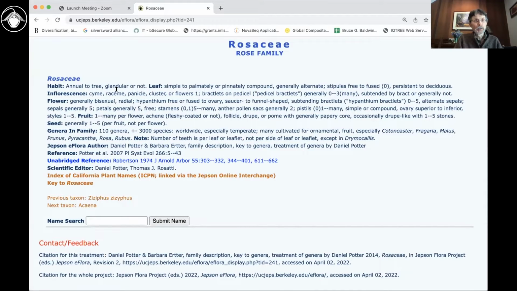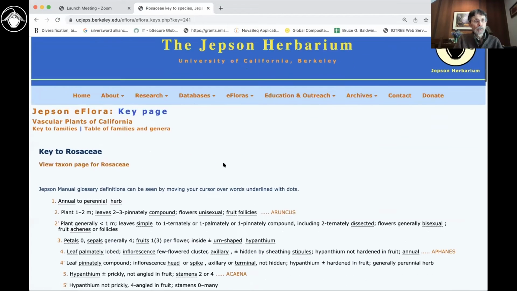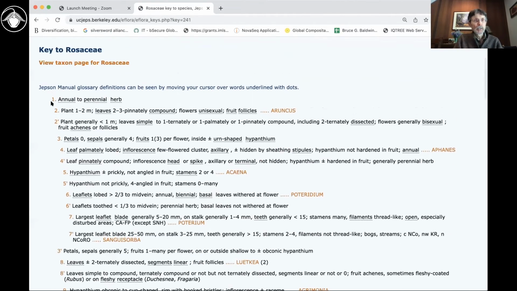And when you get to that particular family, you click on that, and you'll have a description of that family. You can read that description and realize, is that consistent with the plant I have in hand or not? If it is, then go ahead and go to the key to the genera, the key to that family, which will be right at the last item in the family description. You'll see that link there, key to Rosaceae, the rose family. And you go to that key, and then there'll be a dichotomous key here to genera. So each one of these is a genus.